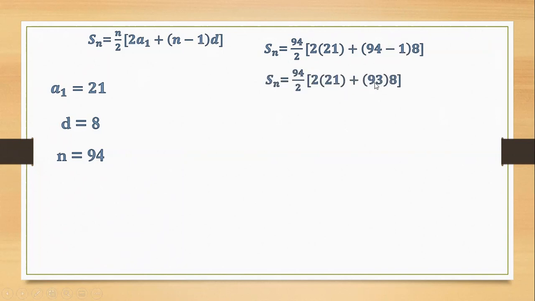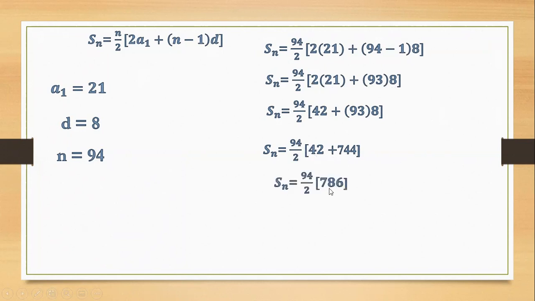Next, multiply. 93 times, 2 times 21 first: 42. Then, 93 times 8: 744. So, we just copied the others. Then, add 42 plus 744 equals 786. Then, divide 94 divided by 2 equals 47. Then, 47 times 786 equals 36,942.